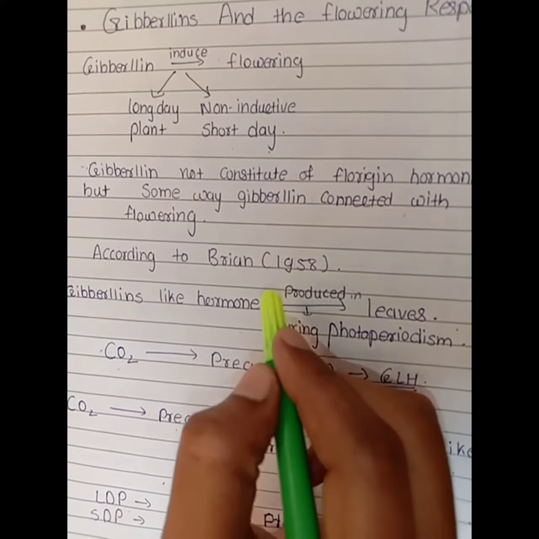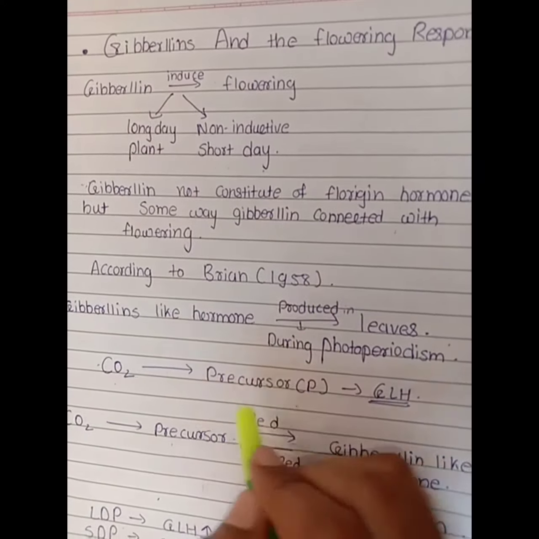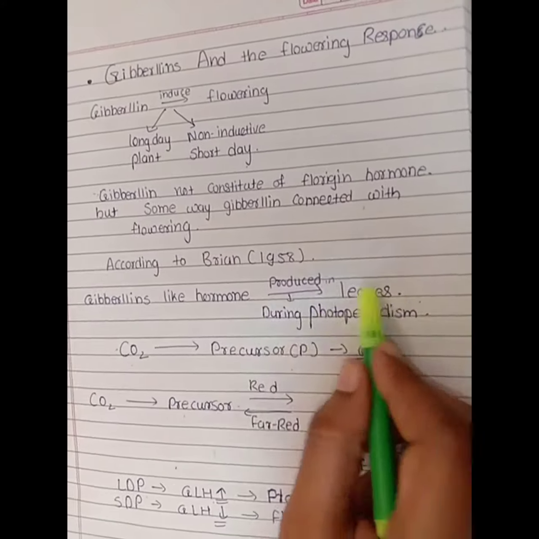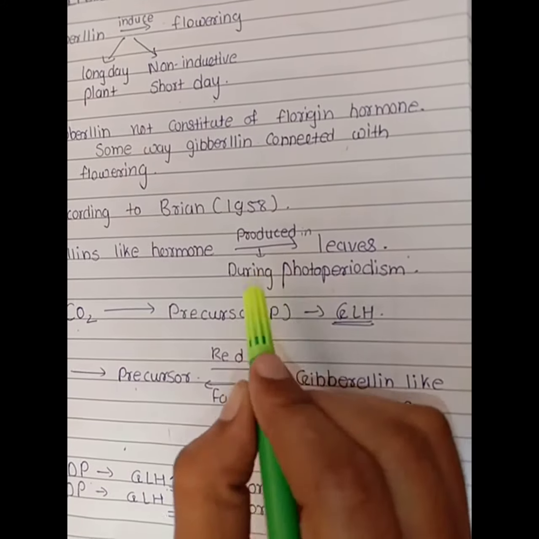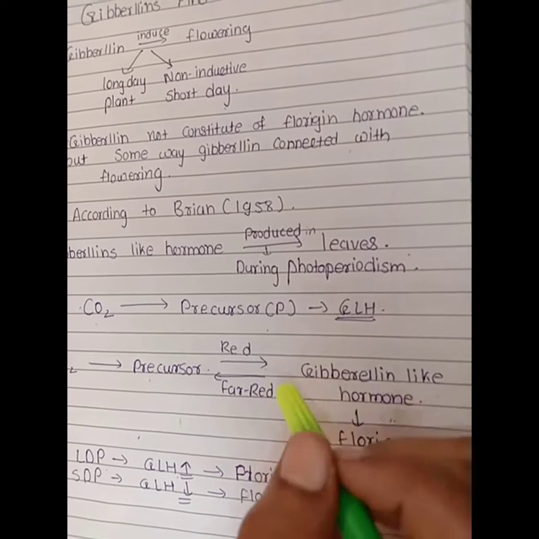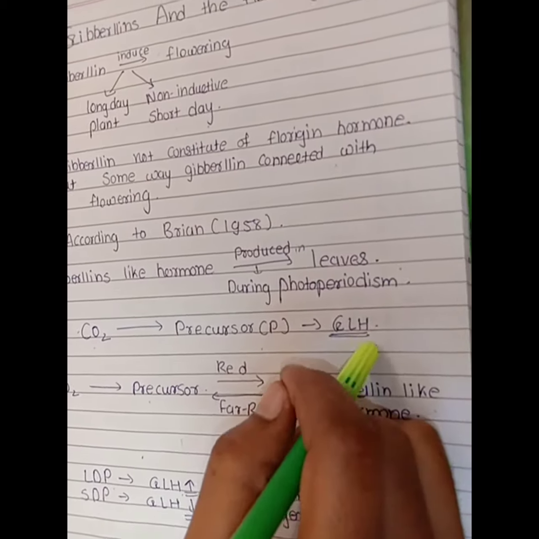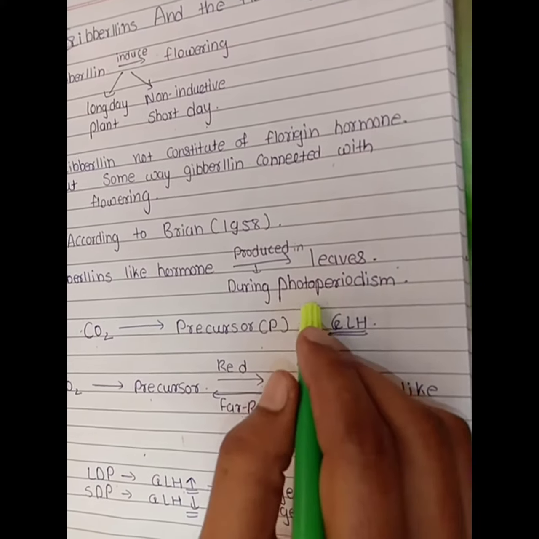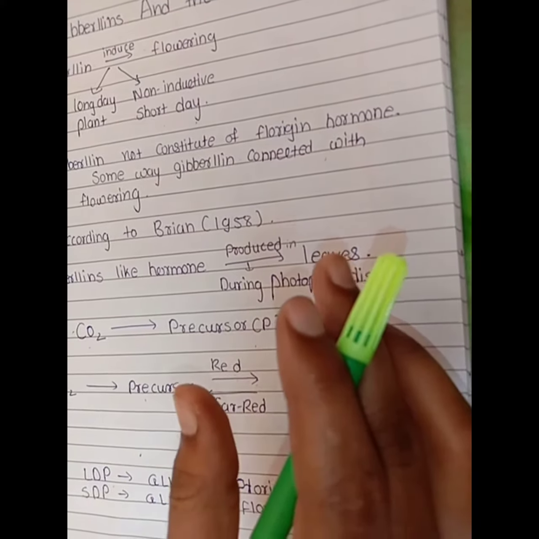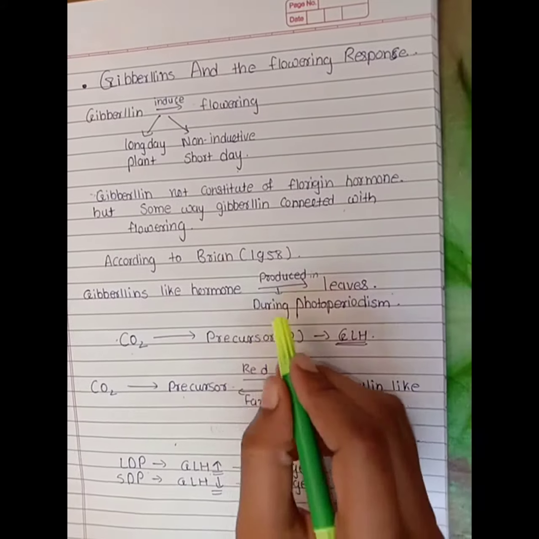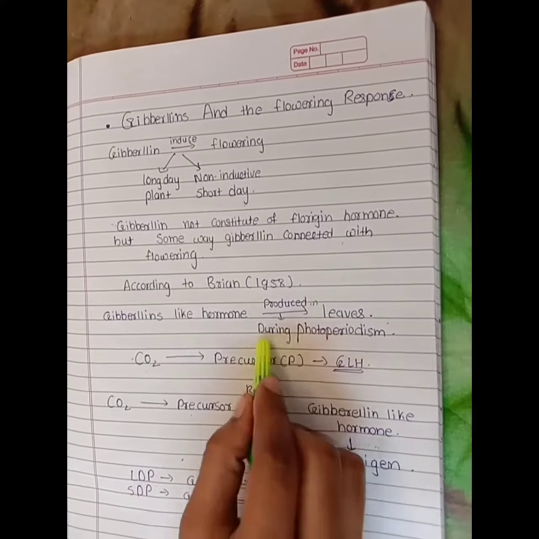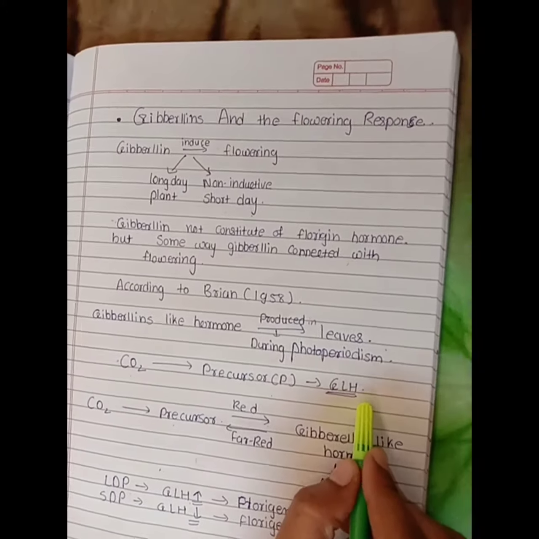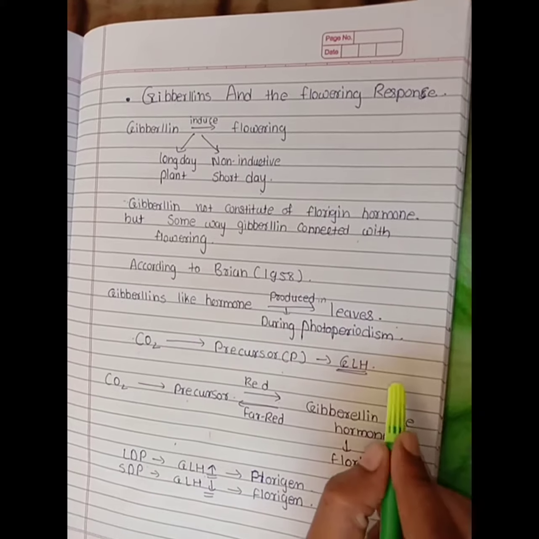Okay, according to Brian in 1955, gibberellin like hormone is produced in the leaves during the photoperiodism. Okay, photoperiodism च्या वेळी gibberellin like hormone leaves मध्ये produce होतात. Okay, then we want to produce the gibberellin. How is the gibberellin produced? There are some precursors present in the plant. These precursors are slightly stimulatory, or inactive, or antagonistic to the gibberellin like hormone.